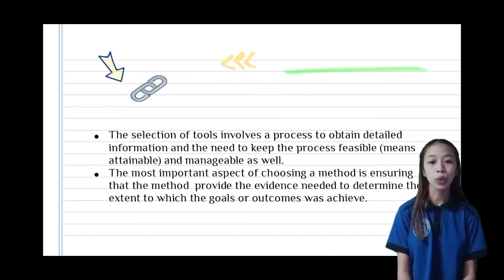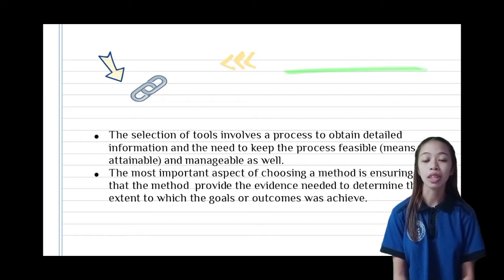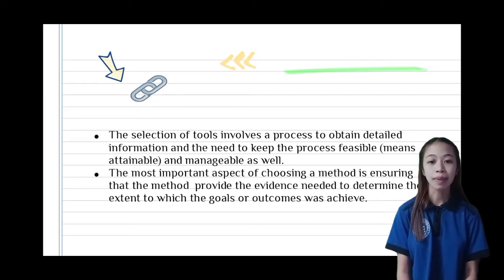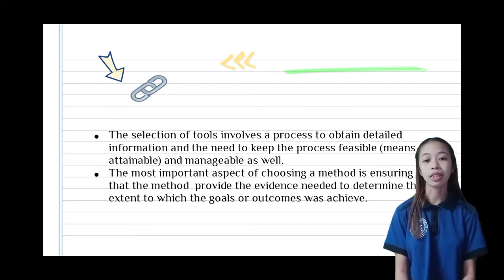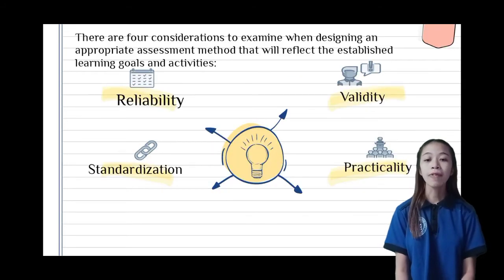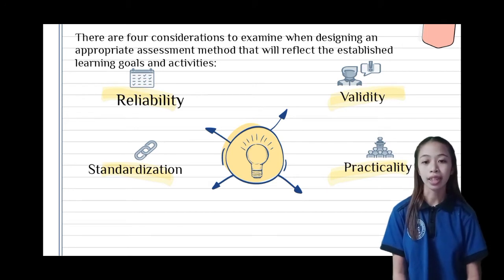The selection of tools involves a process to obtain detailed information, and we need to keep the process feasible, or means attainable and manageable as well. The most important aspect of choosing a method is ensuring that the method provides the evidence needed to determine the extent to which goals or outcomes have been achieved. There are four considerations to examine when designing appropriate assessment methods that will reflect the established learning and activities.